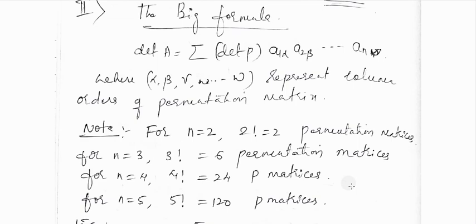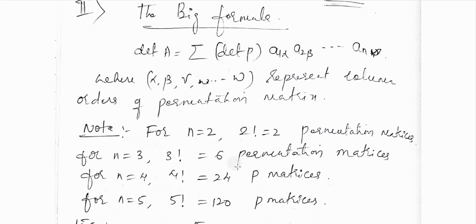Okay, so for n is equal to 2, that means if we have a second order identity matrix, then how many permutation matrices will we get? 2 factorial, that is 2. For n is equal to 3, 3 factorial permutations, that is 6. For n is equal to 4, 4 factorial permutations, which is equal to 24 permutation matrices. Similarly, for n is equal to 5, 5 factorial, that is 120 permutation matrices we will get.